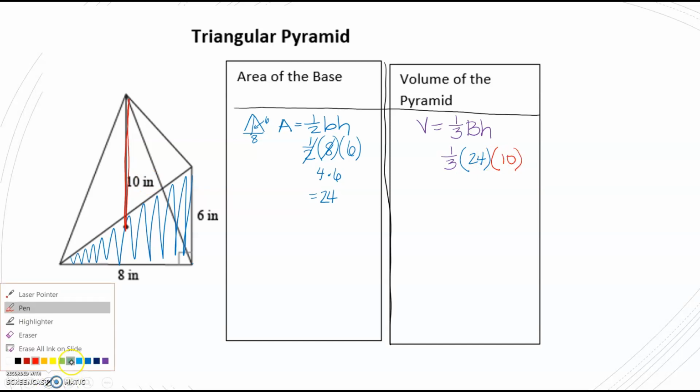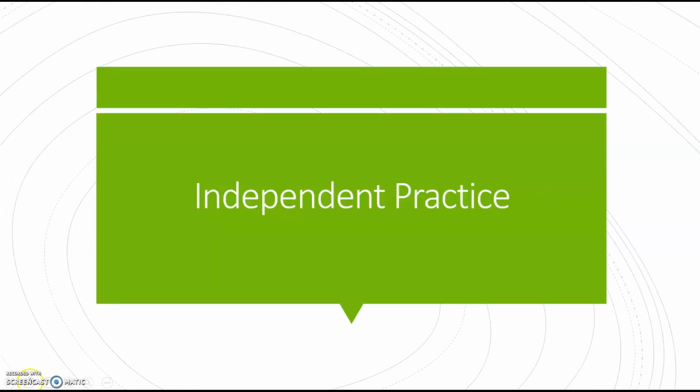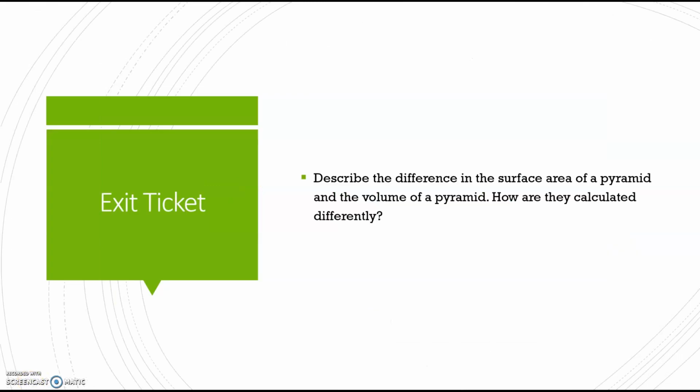Okay. So now what I can do is I can take 1/3 of 24. So 24 divided by 3 is 8. 8 times 10 is 80. So 80 inches cubed. Okay. So it's pretty straightforward. So now you're going to work on your independent practice.